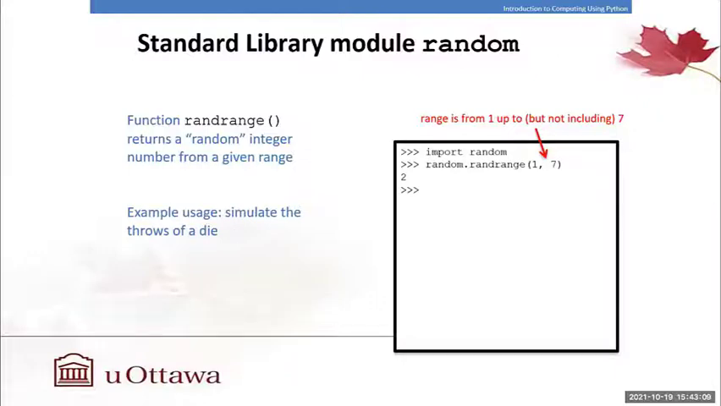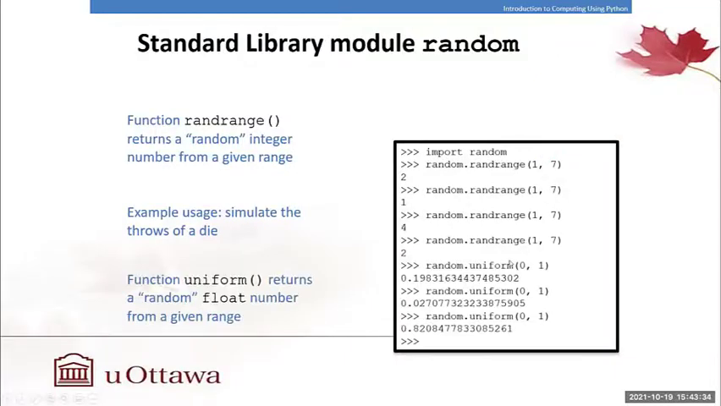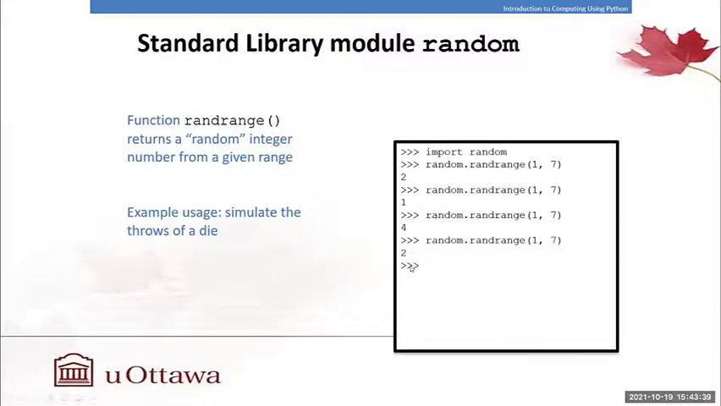Now, let's suppose that we would like to include both numbers that are in the brackets. What kind of function can we use? Instead of randrange, we can use another function called randint, random integer.